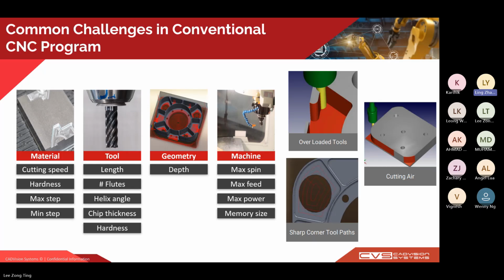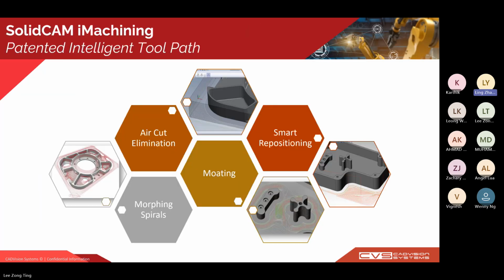So in the next slide, we are going to see how iMachining can address all these challenges that I've mentioned here. In the later part, Zhongting will show you how iMachining runs in live action. But before we move into that, let me brief you on some of the iMachining patented technology so you can better appreciate the walkthrough later on. So the primary technology that is patented under iMachining is an intelligent toolpath.